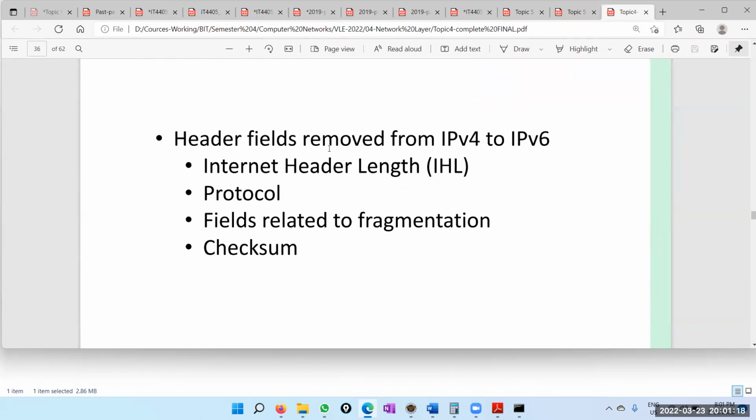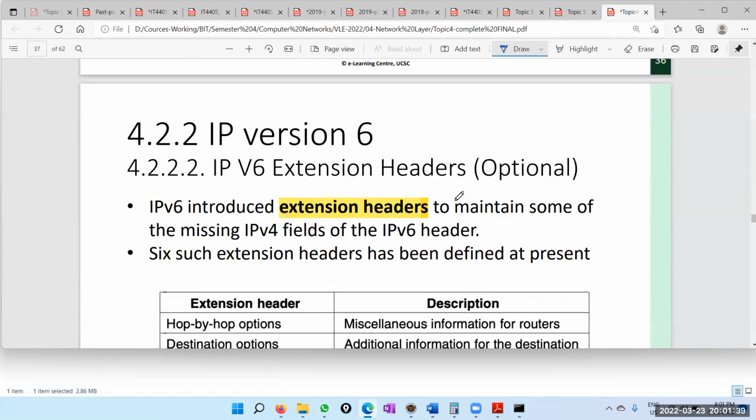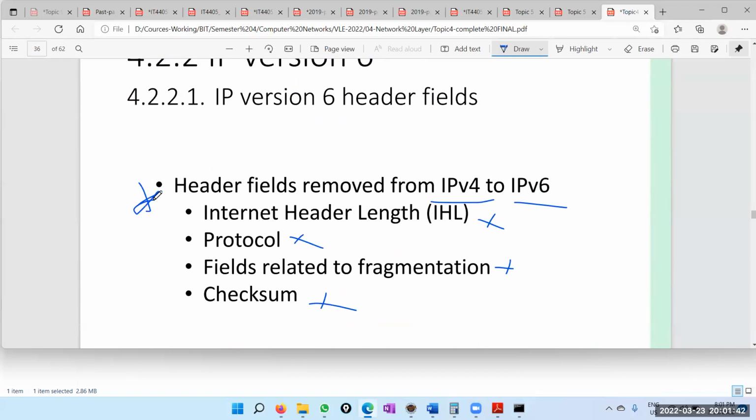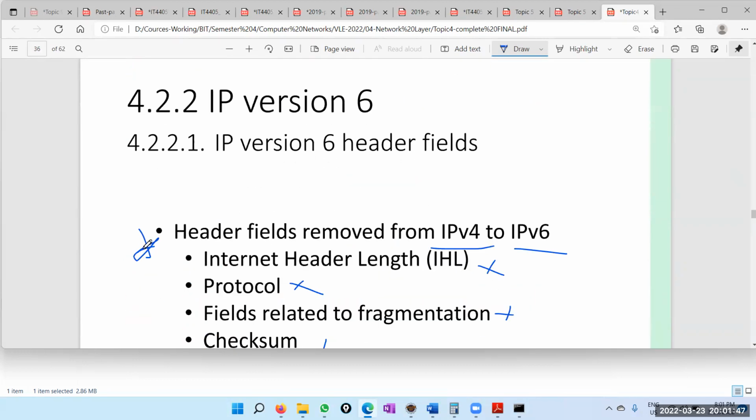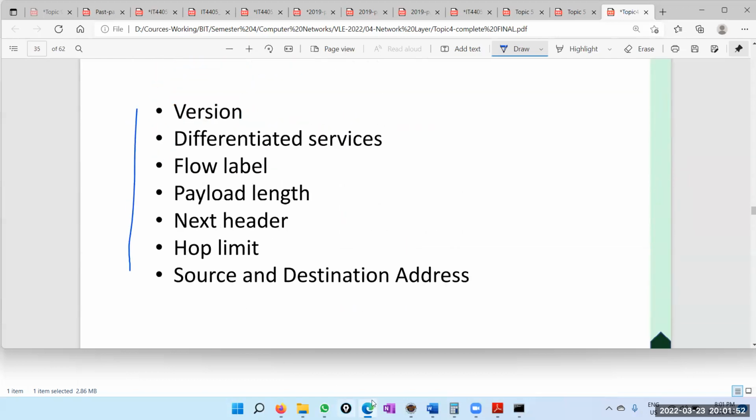Right. You can see these headers have been removed. So the examiner can ask this next time, right? What are the header fields they have removed from IPv4 to IPv6. Right? Some checksums, fields related to fragmentation, the protocol, internet header length, IHL. So these things they have removed. Okay. So just make a note of that also, because since they have asked these things in the last year, they may ask this in this year, right? What are the things that have been removed? Okay. Right. So now I hope you can get the answer.